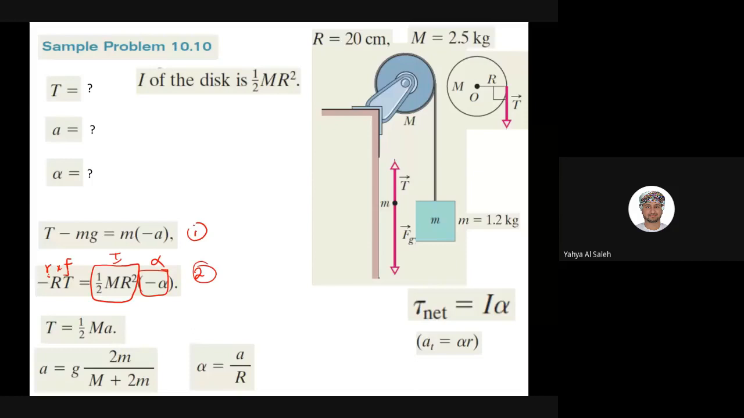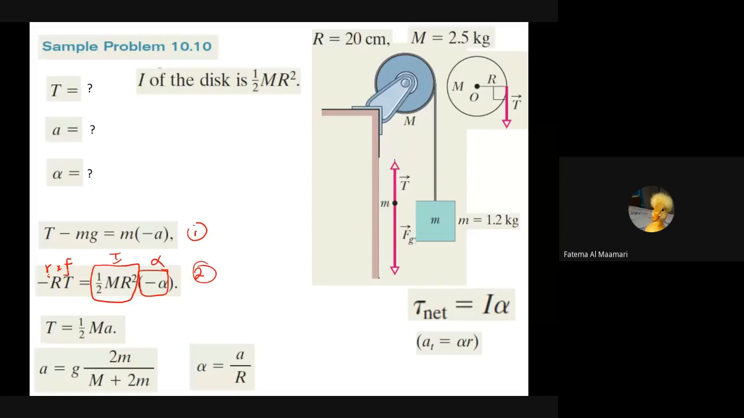Any questions so far? Mister, can you repeat this part? Which part? Final part.